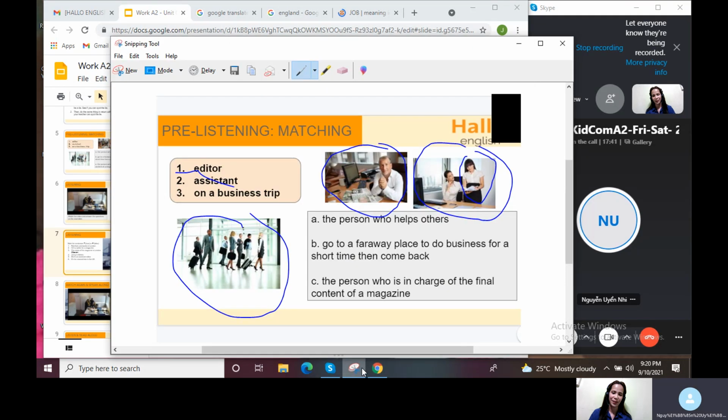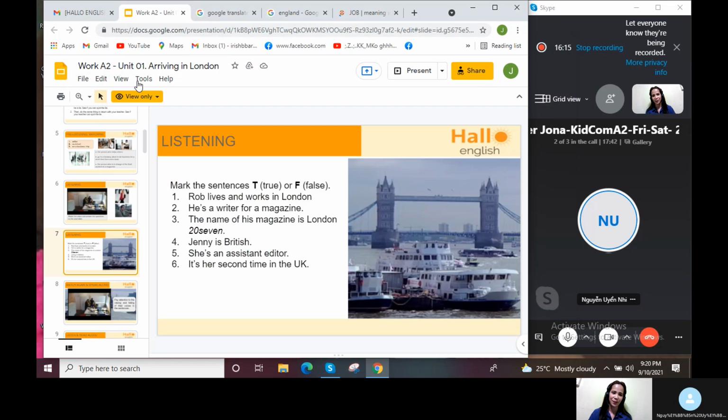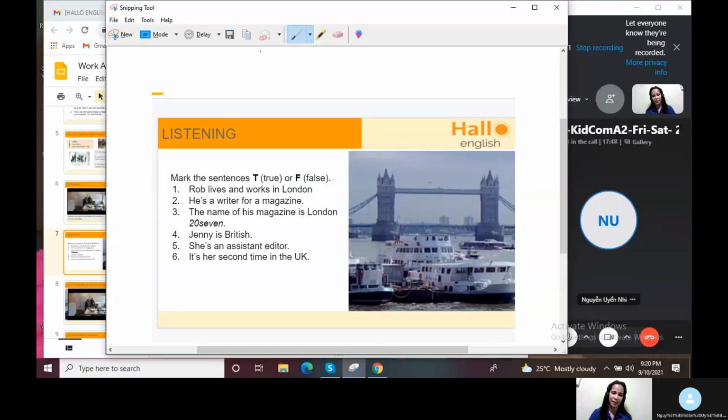It's true. Okay, very good. Next, can you read number 2? Number two, he's a writer for a magazine. Is it false? What is the job of Rob? Is he a writer or what? He's an editor. Okay, so this is false.